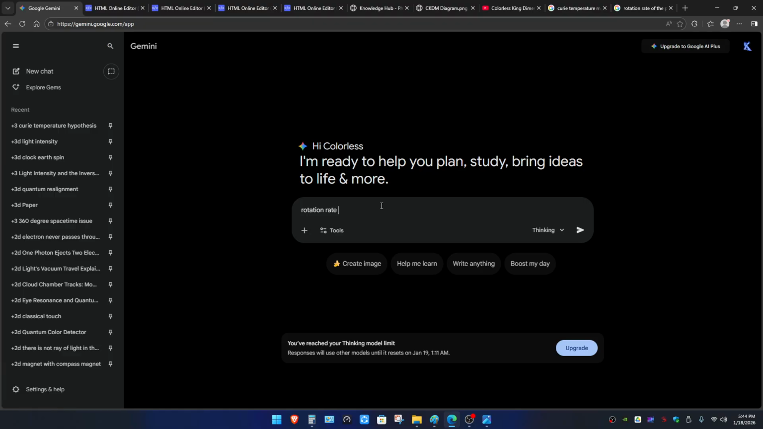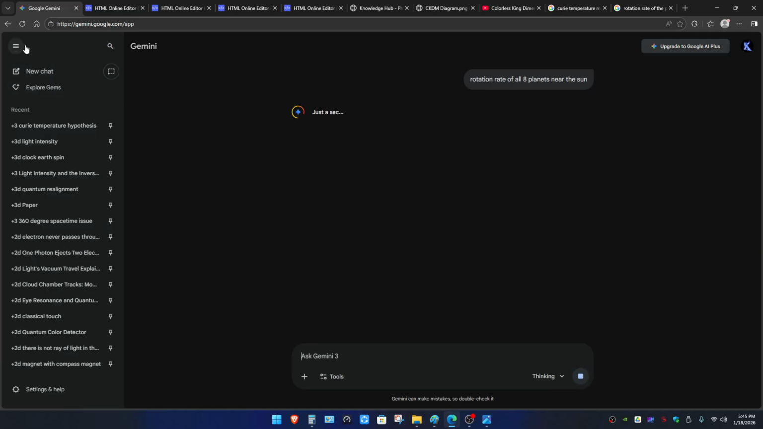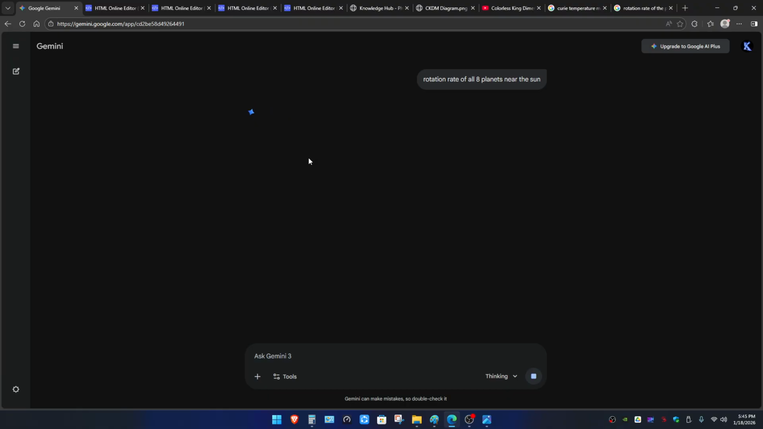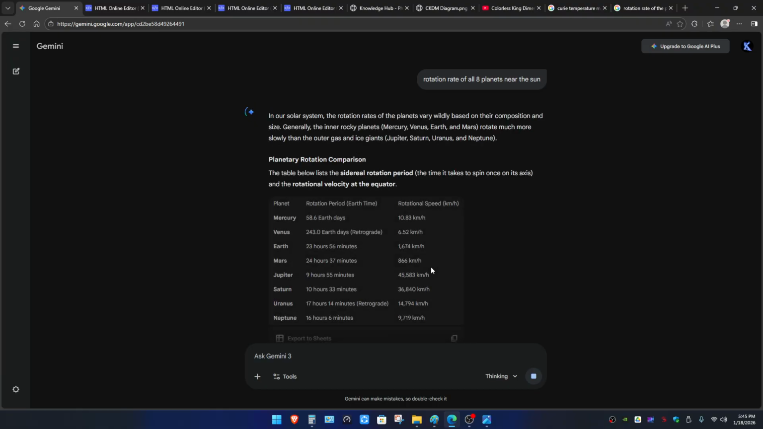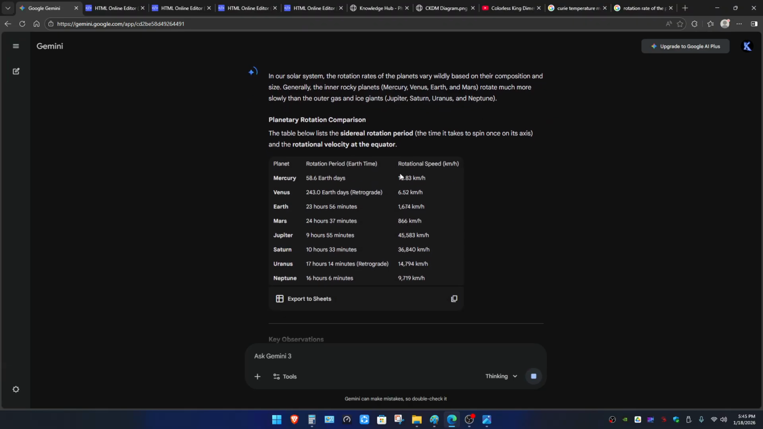Rotation rate of all 8 planets near the sun. So what will happen is it will basically show me a chart of how different planets are moving at different speeds. So if we ask which planet has the highest number of days in terms of moving, then the one that will show up is Venus.